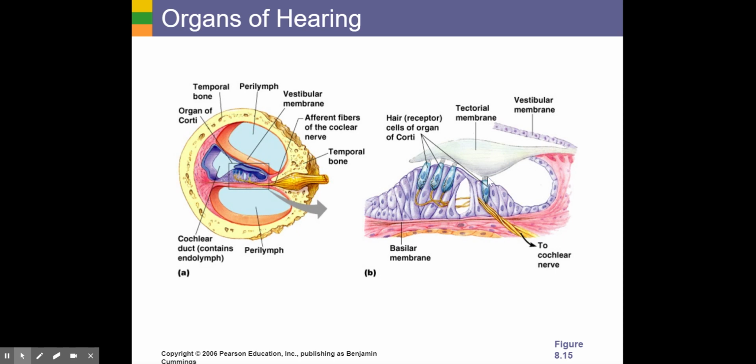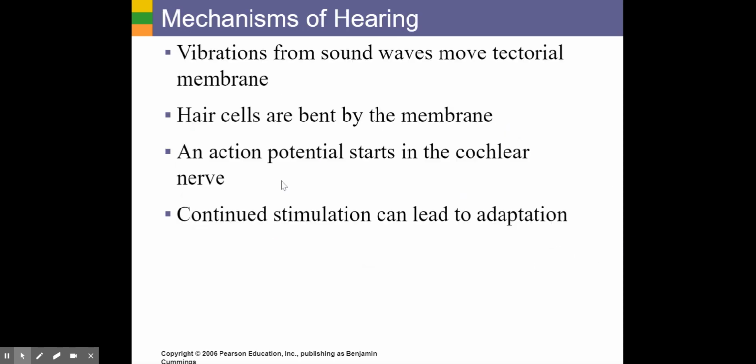So the hairs are moved by this little structure up here at the top, right? And then depending on how those are bent, or how much of those are bent, and how far into the cochlea they're bent, they are transmitted to the brain, and then we get our different pitches of sound. All right, so the vibration of the sound moves those tectorial membranes, and then the hairs essentially get bent, and then that creates an action potential in the nerve, and then we can continue to move that.